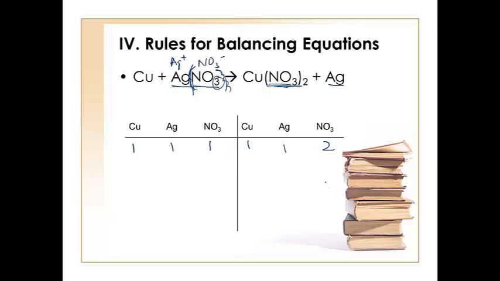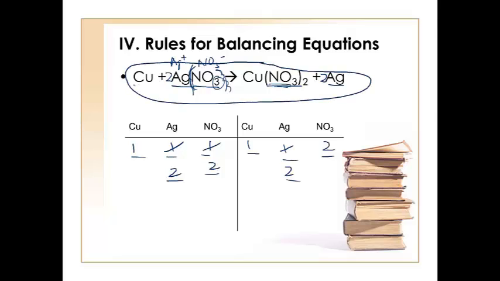So is it balanced? 1, 1, 1 on the left side. On the right side, 1, 1, 2. Not balanced. So I need 2 nitrates. Only thing I can do, again, is put numbers in front. So it has to go in front of the AgNO3. That changes the NO3 to 2. That also changes the Ag to 2. Now come back on the right side. Put a 2 in front of Ag. And your numbers are 1, 2, 2, 1, 2, 2, and it's balanced. So this is your balanced equation: Cu plus 2 AgNO3 will give you Cu(NO3)2 plus 2 Ag.